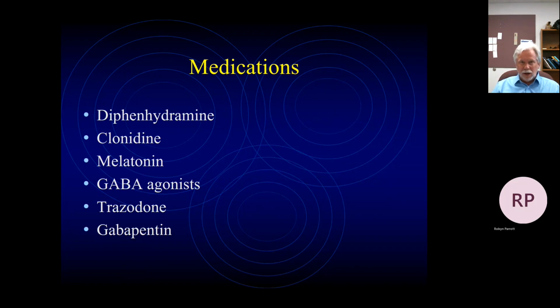GABA agonists would include Ambien and maybe Klonopin. Ambien has not been very successful in children, and they metabolize it very quickly. Klonopin has its downsides too, because of sedation without falling asleep. It is a controlled substance. Trazodone has kind of a medium amount of use in children. Gabapentin has been helpful for kids with autism. There's pretty good data on that. And also kids with restless sleep disorders and restless leg syndrome.